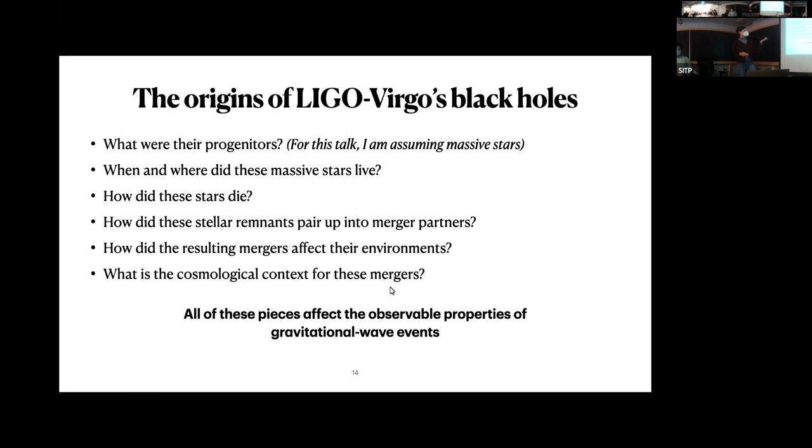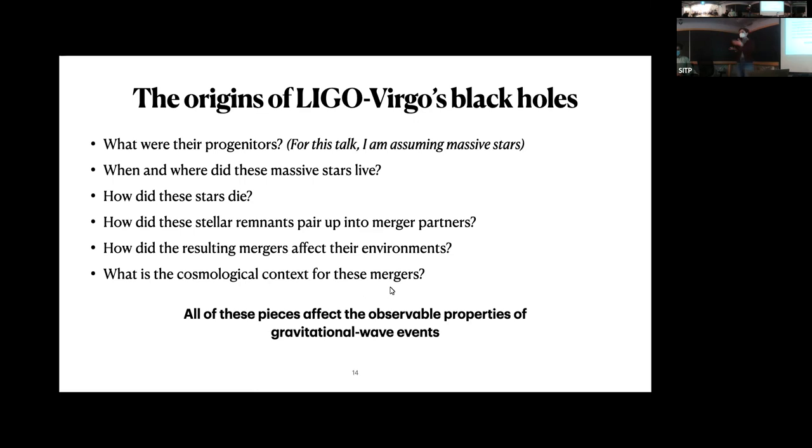Assuming they're massive stars, we want to understand when and where did these massive stars live? How did these stars die? How did they pair up into merger partners and form these binaries? How did those binaries actually merge? And then how did the resulting merger affect the environment? So when two black holes merge, they probably don't affect their environment too much.